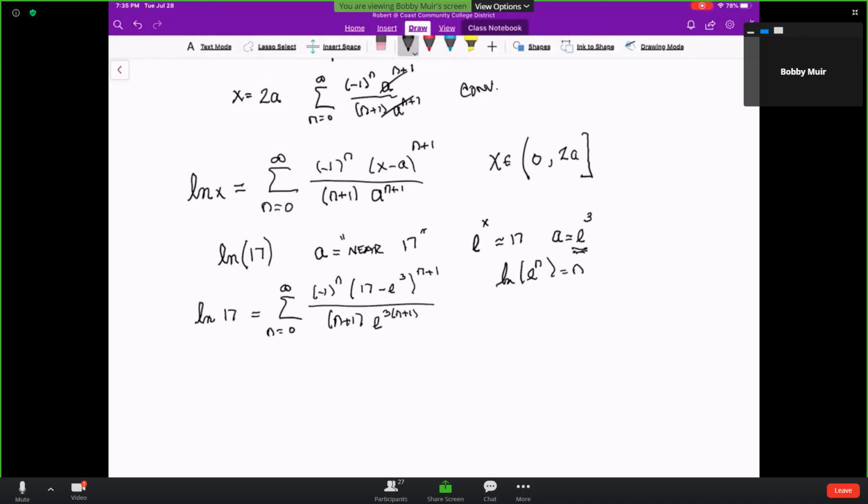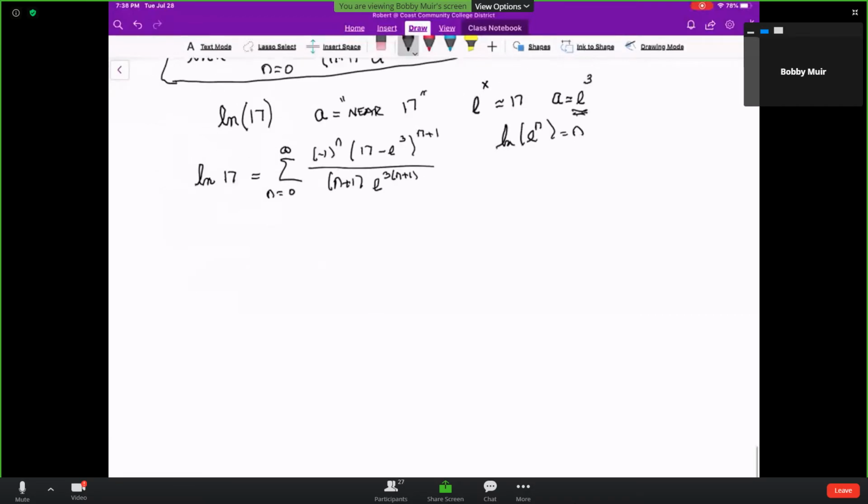Okay, so the point is that if we want to compute the natural log of a number, a decision has to be made in our device as to what series we need to use. Which value of A do we need to select?